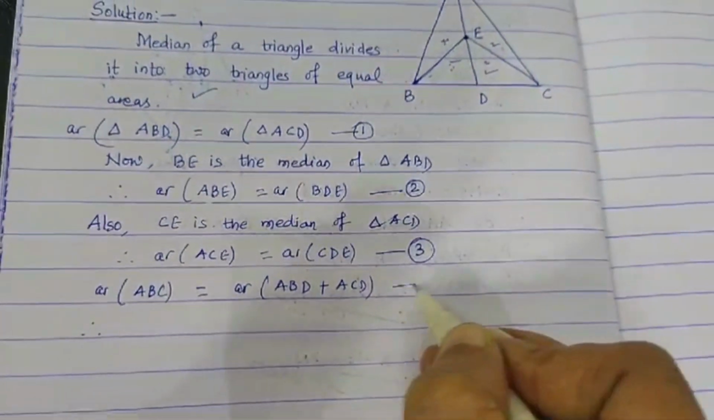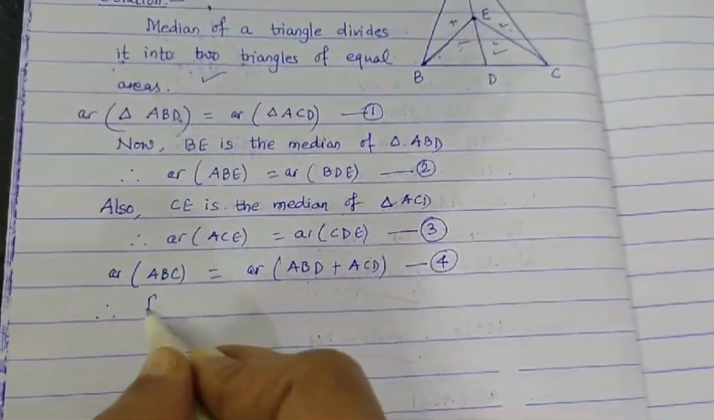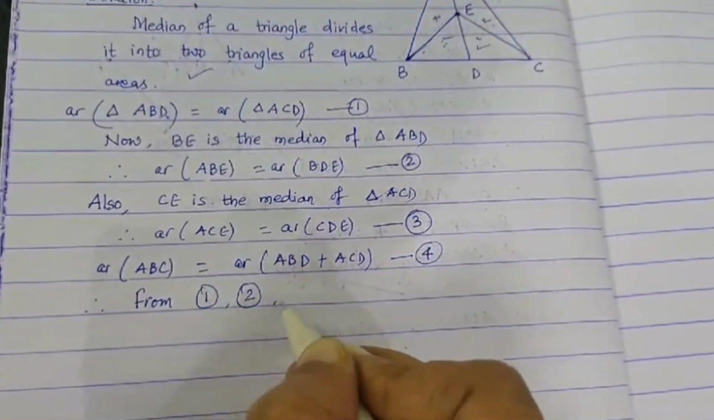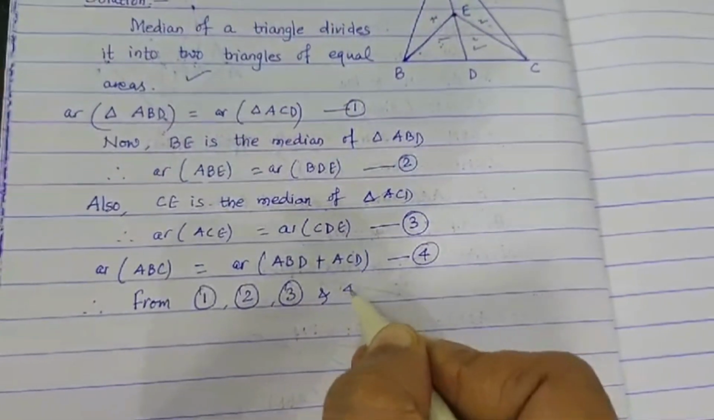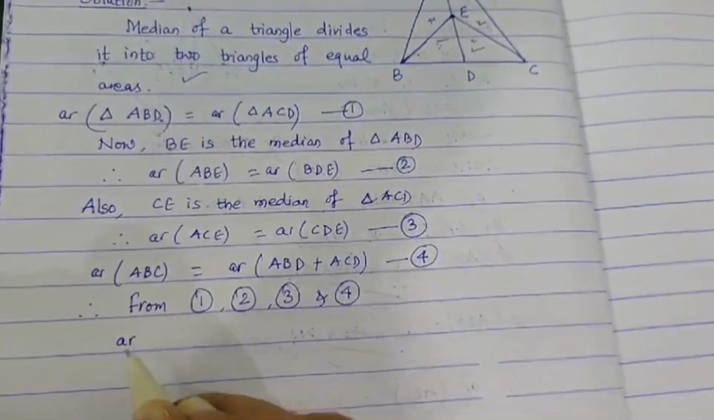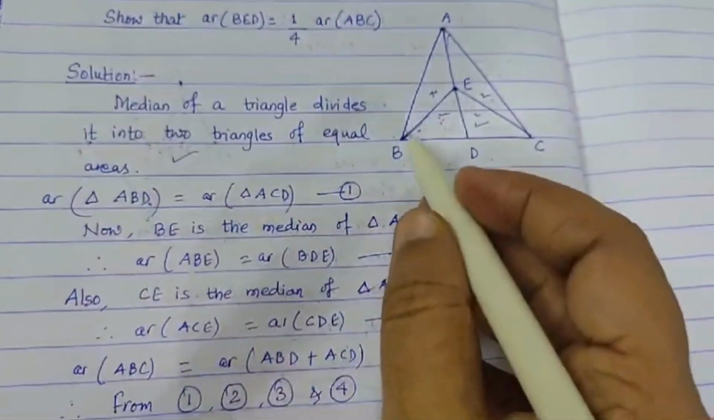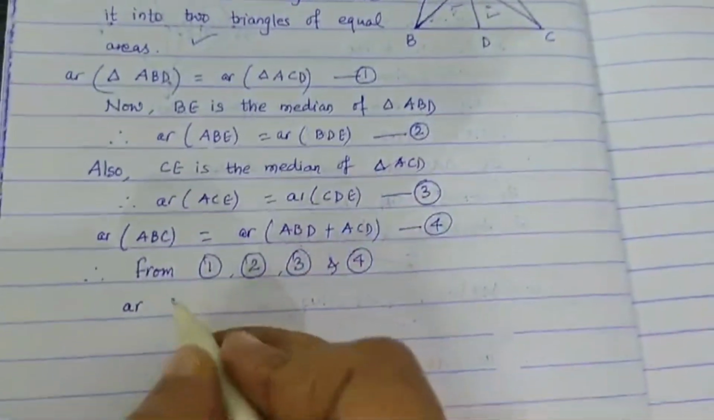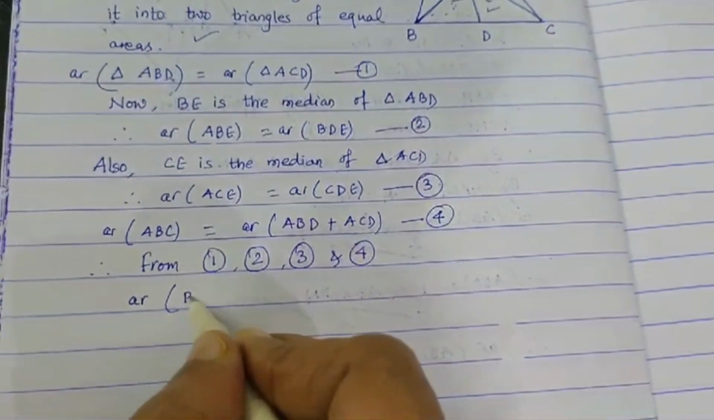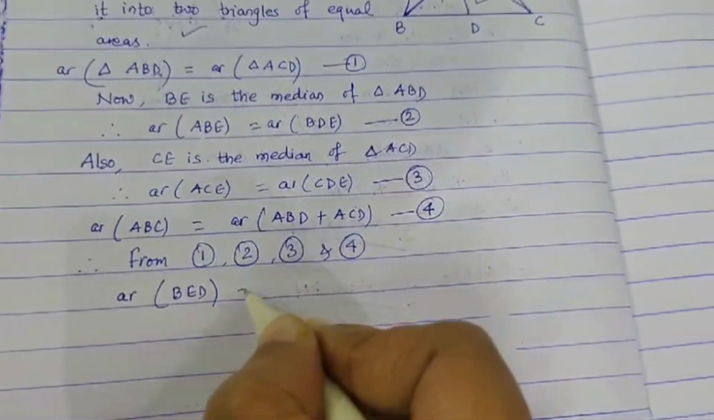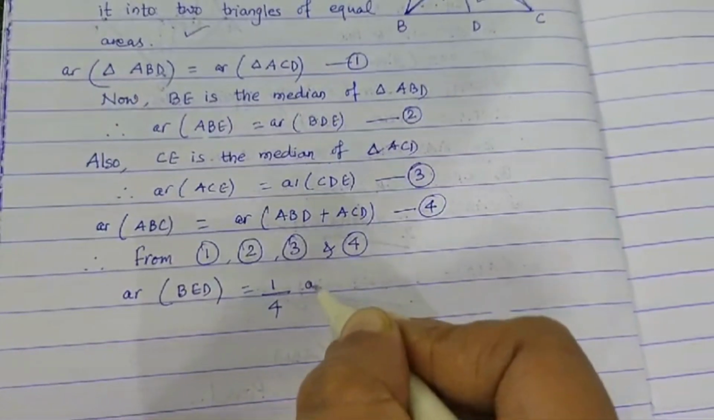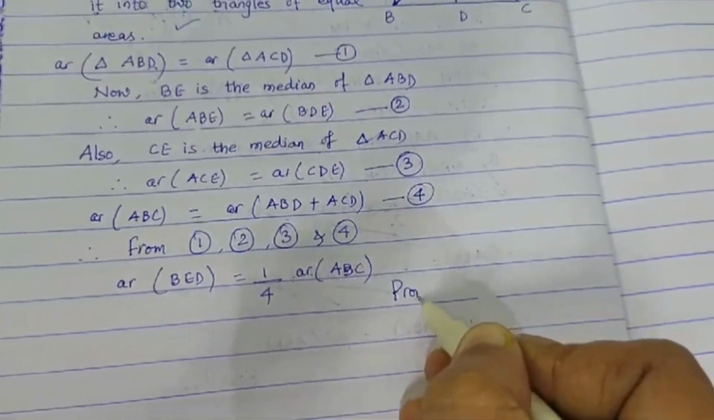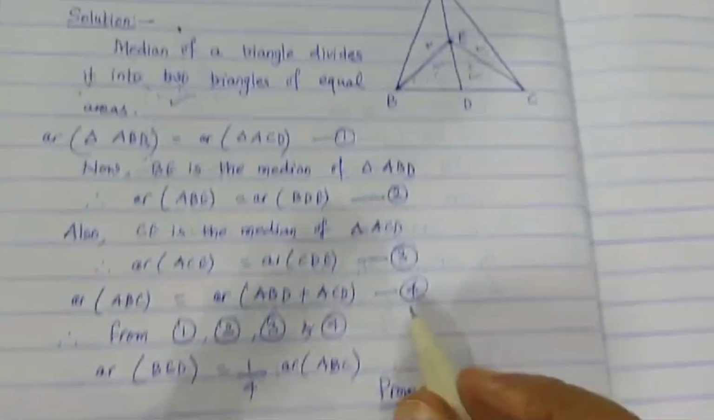Let us suppose this is 4. Therefore, from 1, 2, 3 and 4, we can say that area BED, CED or whatever, all are equal, but we have to prove BED. Area BED is equal to 1 by 4 area ABC. We can write it directly because all the areas are equal.